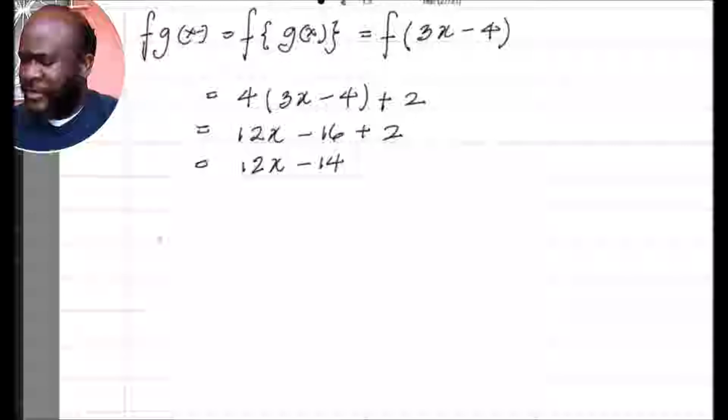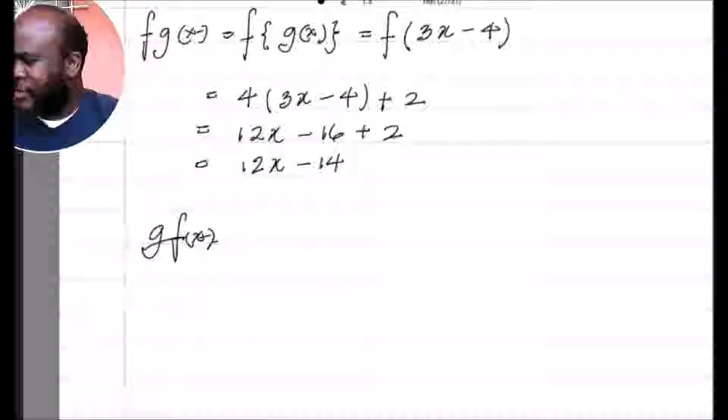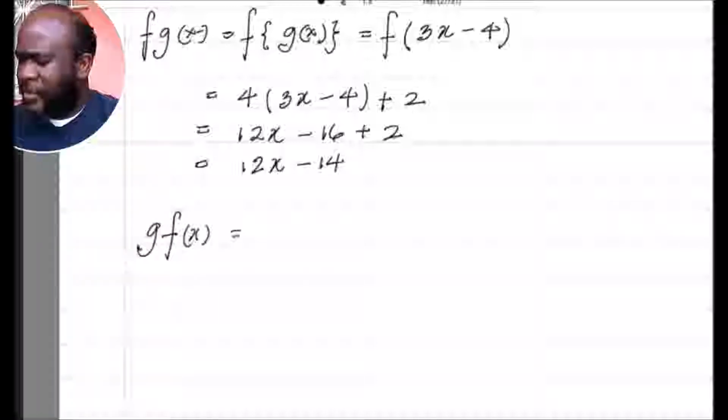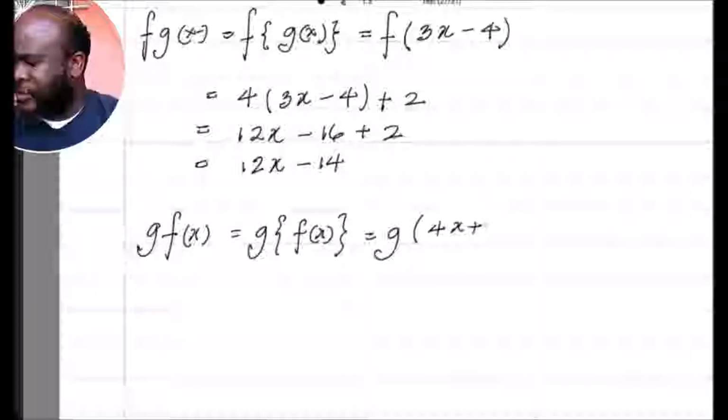Next, we're asked to find g of f of x. All right, now let's write that a little better. So I'm asked to find g of f of x. Now, which is the same as saying g, and in bracket I have f of x, which is 4x plus 2.